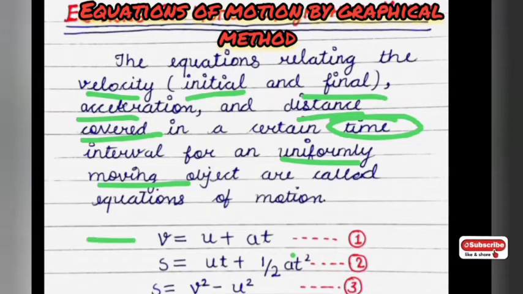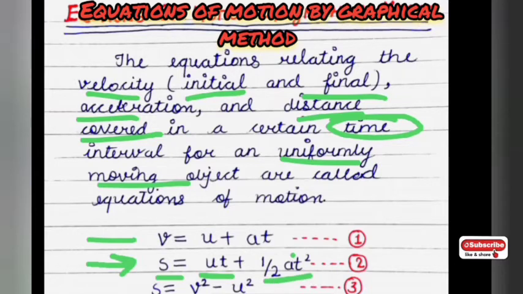This is the first equation, v equals u plus at. Let us be familiar with the terms. v is the final velocity, u is the initial velocity, a is the acceleration, and t is the time period. Then coming to the second equation, we have s equals ut plus half at square.